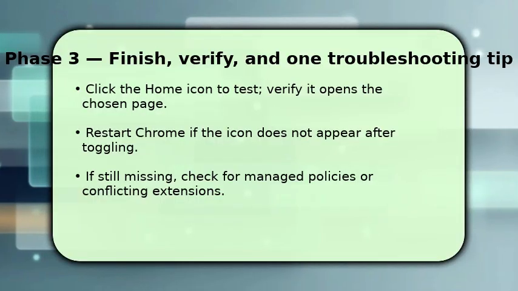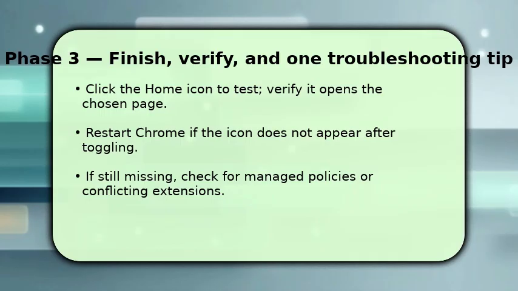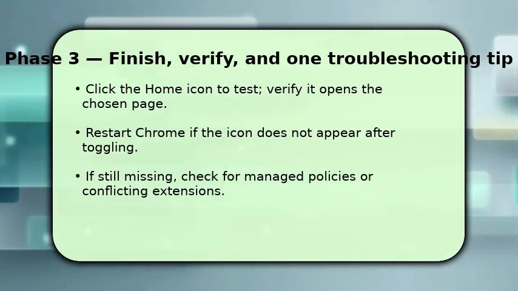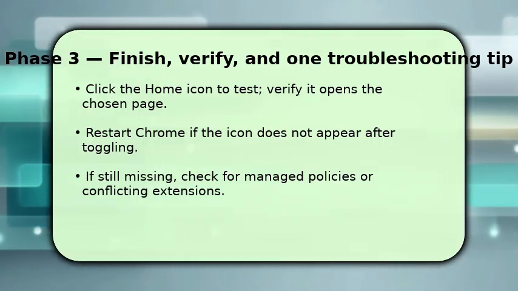If the Home icon still stays missing, make sure Chrome is not managed by an administrator because managed policies can hide the switch. Check chrome://policy. Also disable extensions temporarily to rule out conflicts. If those checks fail, reset appearance settings.